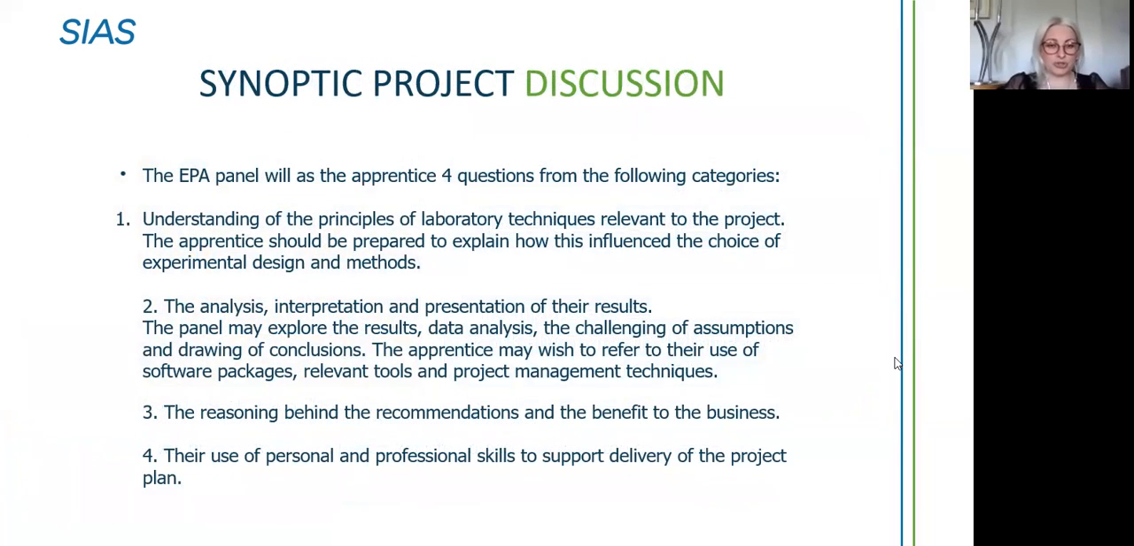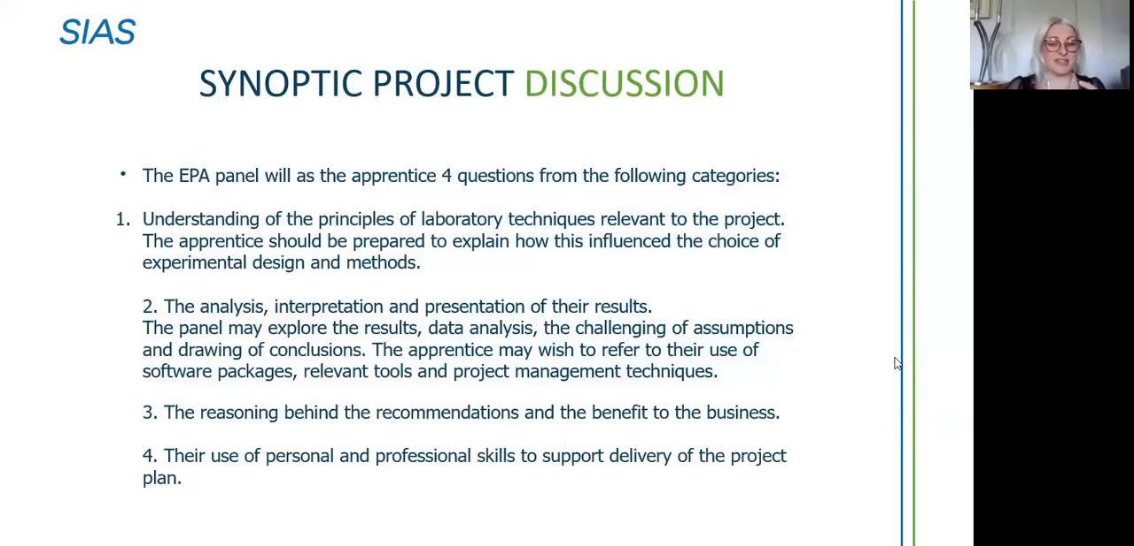Now, the discussion is going to be based on 4 questions from the following categories. So it's understanding the principles of laboratory techniques, the analysis, interpretation, and presentation of their results, the reasoning behind the recommendations they've put together and the benefit to the business, and the use of personal and professional skills to support the delivery of the project plan.